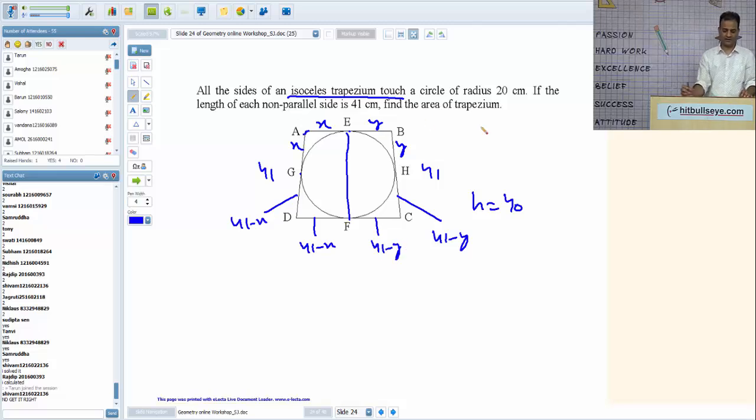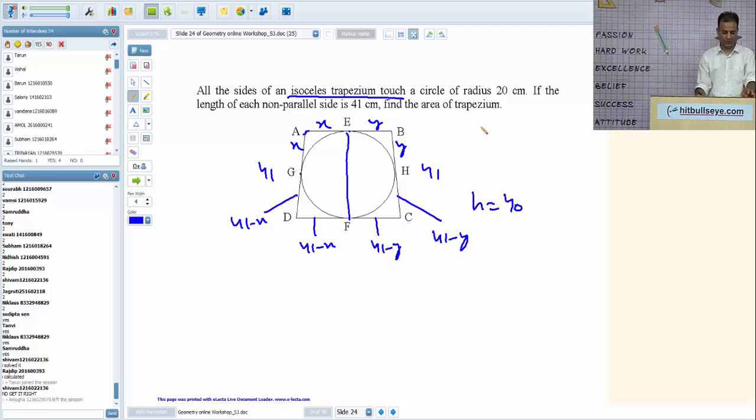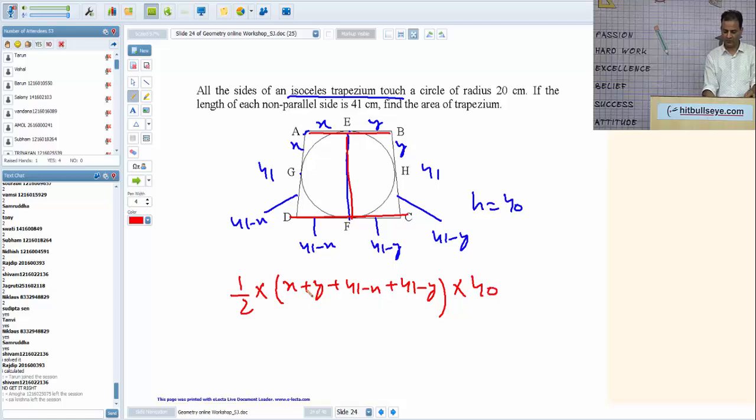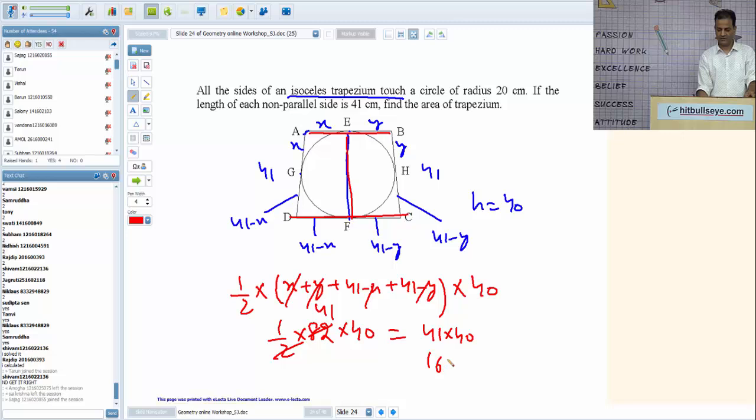Now you know the sum of parallel sides. You know the height. And now you can apply the formula, friends. What is the formula? Half into sum of parallel sides. What are the parallel sides? x plus y is one side. What is the other side? Plus 41 minus x plus 41 minus y, into height. What is the height? This is the height, the diameter, which is 40. So this will be cancelled. So half into 82 into 40 will be the right area. This will be 41 into 40. So what is 41 into 40? 1640. So the answer is 1640, friends.